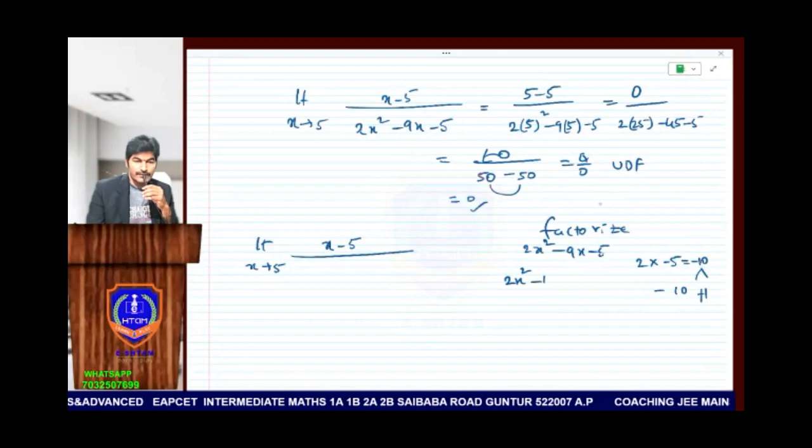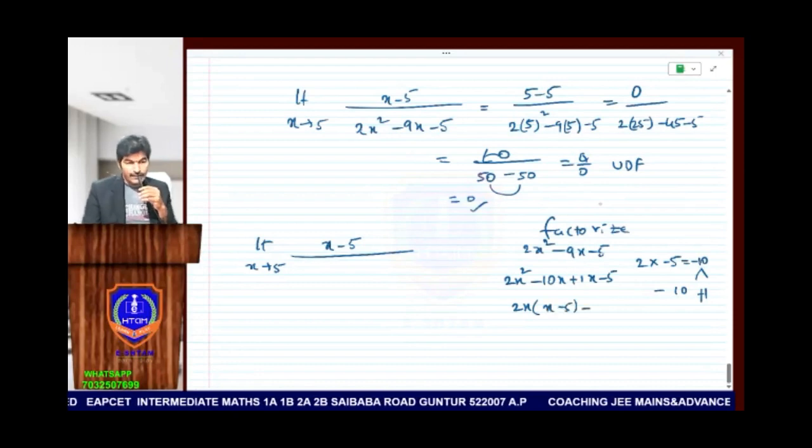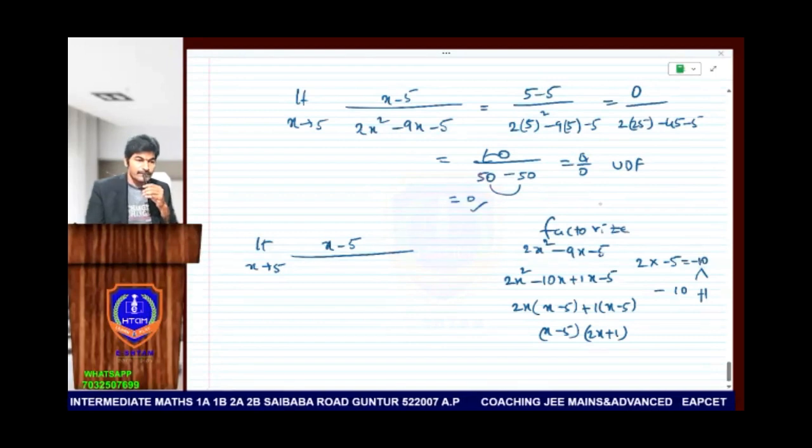So 2x square minus 10x plus 1 into x minus 5. So 2x is a common factor here, x minus 5, and 1 is a common factor, x minus 5. So again, x minus 5 is a common factor and 2x plus 1. So write down here x minus 5, 2x plus 1. X minus 5 got cancelled.